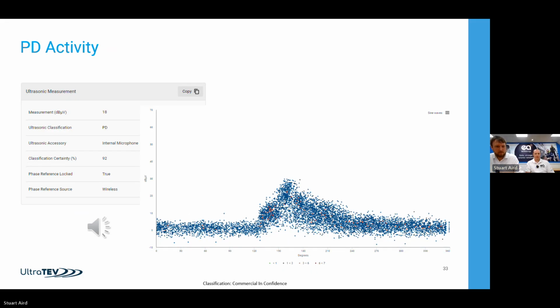Conversely, looking at another measurement from the same type of transformer, we can press play on this one. You'll probably hear that arcing and sparking.